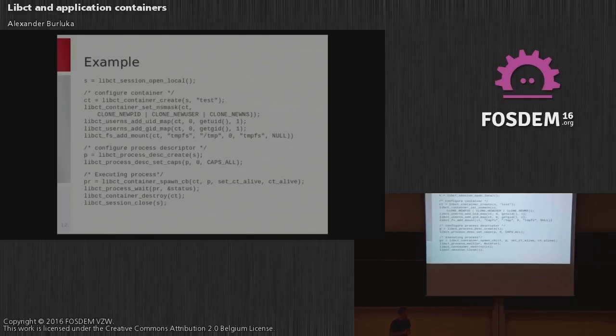Well, I would like to tell a little about the primitives which are used in that library. The first is the session handler. The session handler allows you to save host parameters, and within that handler you create a container or load an existing one. The next handler is the container handler. It allows you to configure namespaces and C groups, and so on. And it allows you to create process descriptors. You fill that process descriptor and start the process.